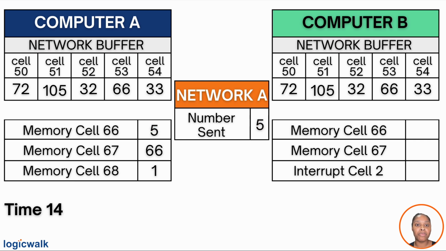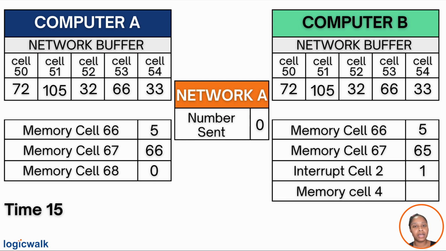At time 14, memory cell 68 in computer A has been reset by network A, and all other cells remain the same. Network A resets number sent to 0. Computer B is still at program counter 0, but interrupt cell 2 is now on, taking it out of its idle state. Memory cell 66 holds 5, the data size of the message, and memory cell 67 holds 65, the ASCII value for A, representing the ID of the sender.